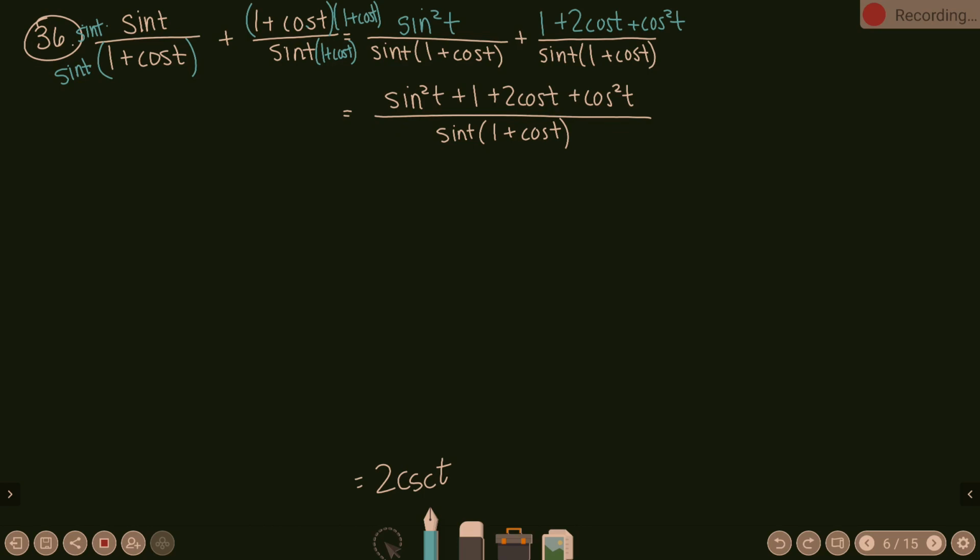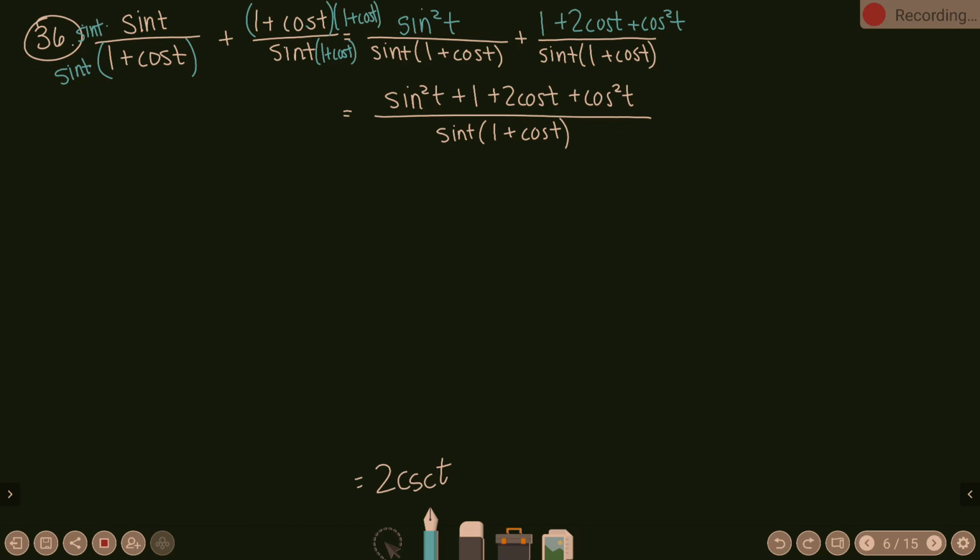Well, I changed the sine squared to 1 minus cosine squared and tried to factor a cosine. Well, if you change sine squared t to 1 minus cosine squared t, that would work, because then your 1 plus 1 would be 2 and your cosine squared t's would cancel. That would work also. You could go either way with this one.